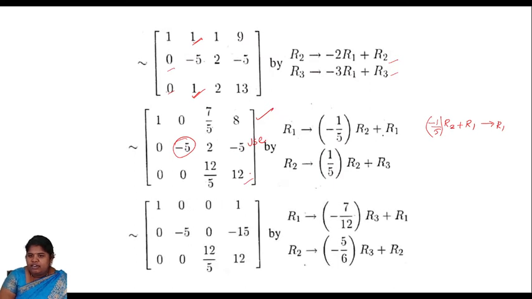Now using this value 12 by 5, we are going to convert 7 by 5 and 2 as 0. So these two elements should become 0 using 12 by 5. So 12 by 5 is our pivot element here. Okay. So multiply minus 7 by 12 row 3 plus row 1. Row 1 is changed, and minus 5 by 6 times row 3 plus row 2. Row 2 is changed. So this is our final diagonal matrix.